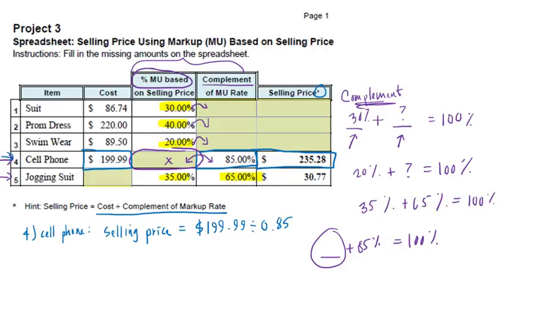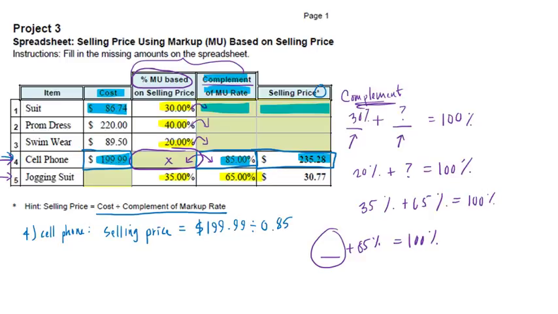So for each of your calculations here, if you want to find selling price, you will take cost and divide it by complement of markup rate, right? You're taking the cost column, dividing it by the complement of markup rate column in order to calculate selling price. And again, if you need to see an example, look at cell phone. Note that $199.99 divided by 0.85, remember to convert that decimal, should give you $235.28.